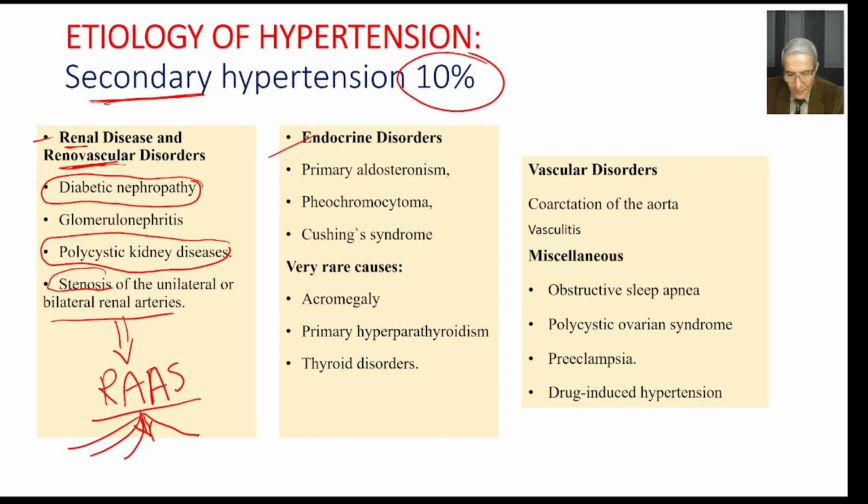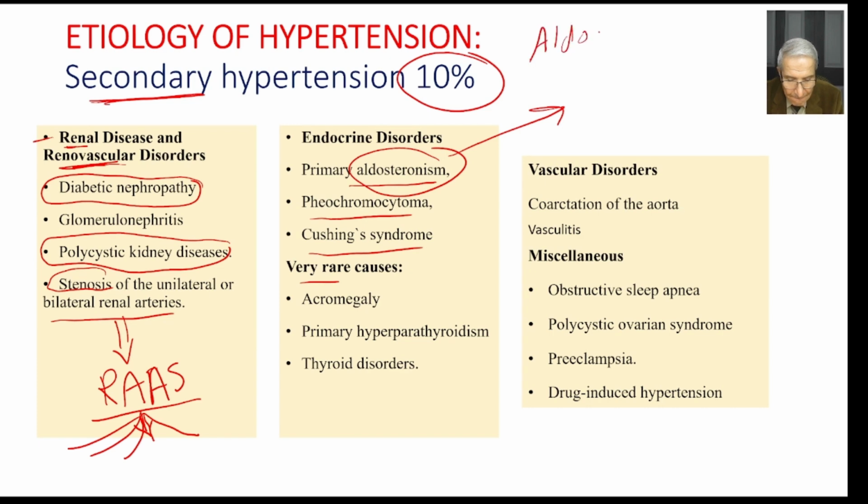Endocrine causes here: primary aldosteronism, pheochromocytoma, Cushing disease. Primary aldosteronism is the most common. We have some rare ones. When you talk about primary aldosteronism here, what we have is aldosterone produced from the adrenal cortex.